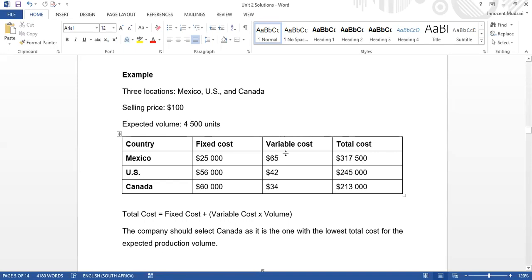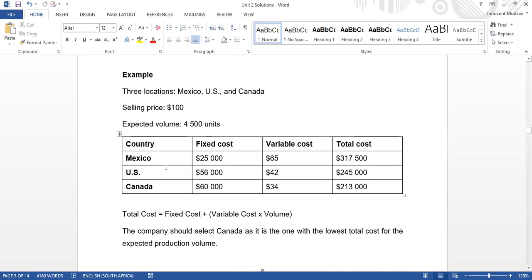So you need to say the variable cost times the volume or expected volume, right? So you're going to say 65 multiplied by 4,500. You get 292,500. That's the total variable cost. And then we add the fixed cost of 25,000. So 292,500 plus 25,000, we get 370,500. This is the total cost for the Mexico location. Okay.